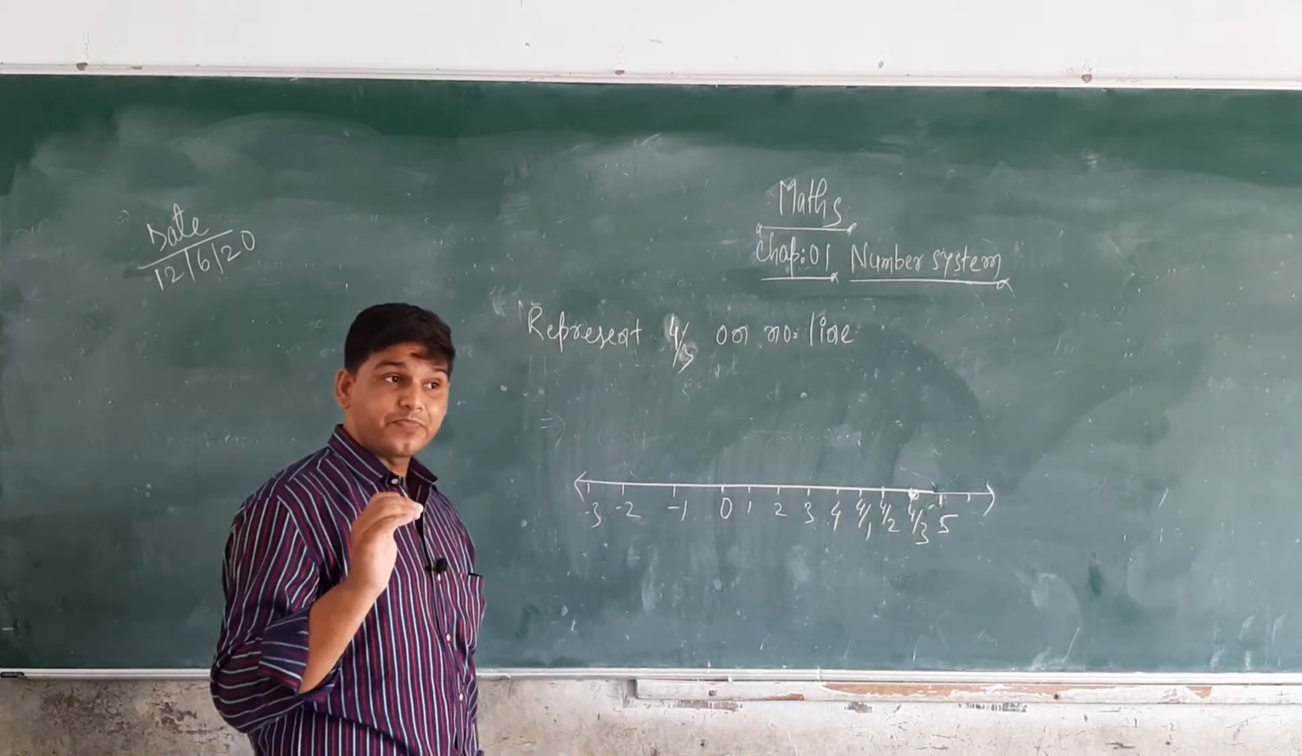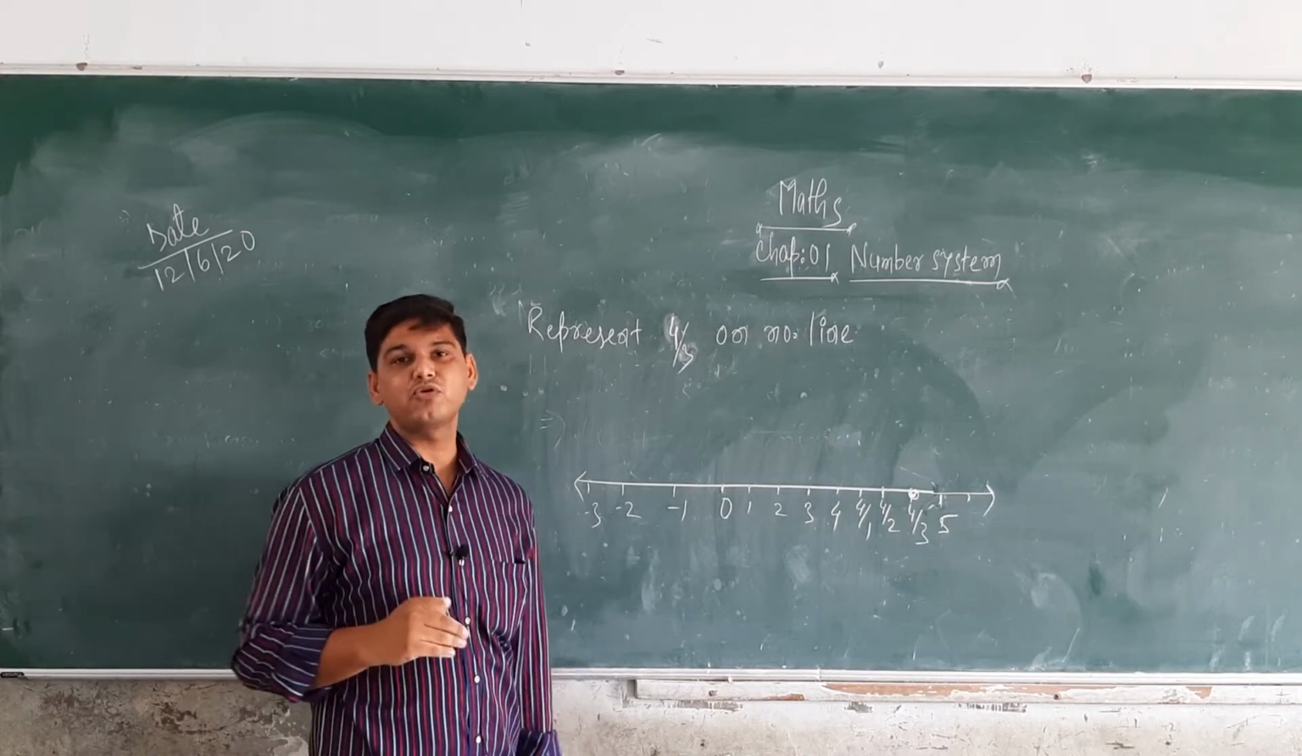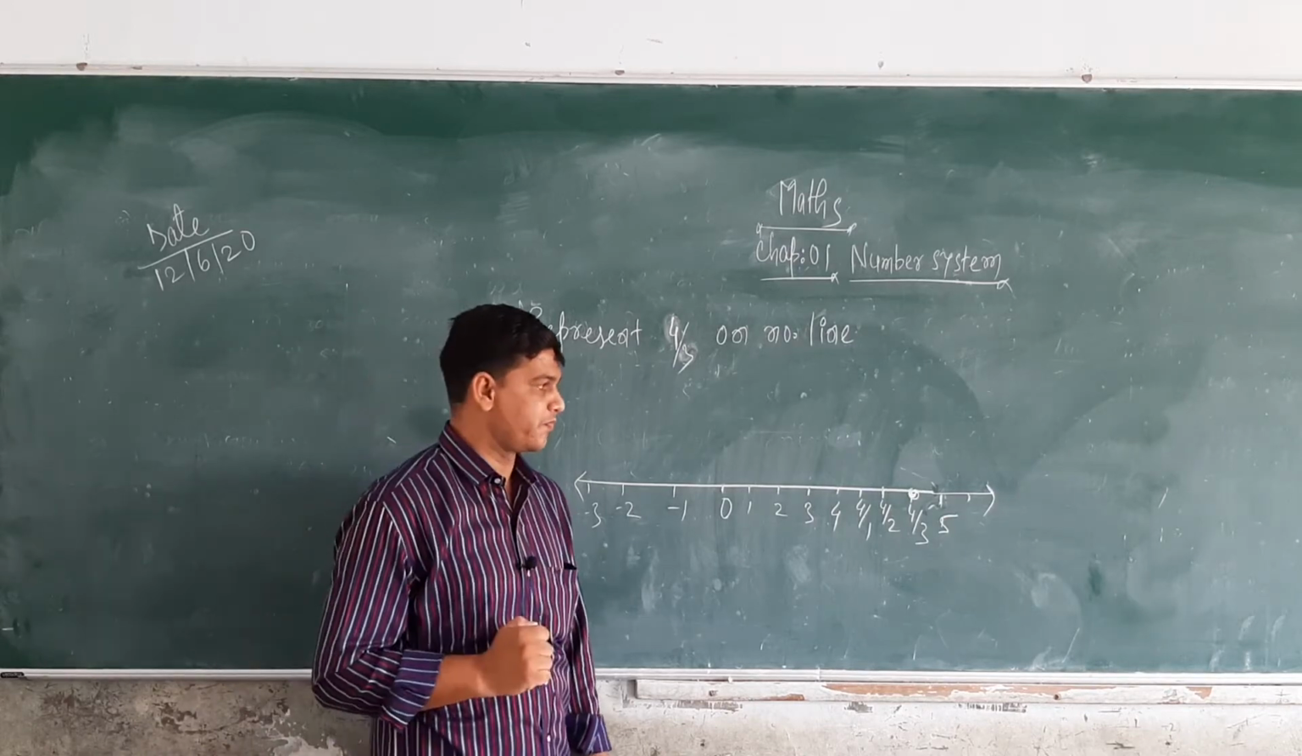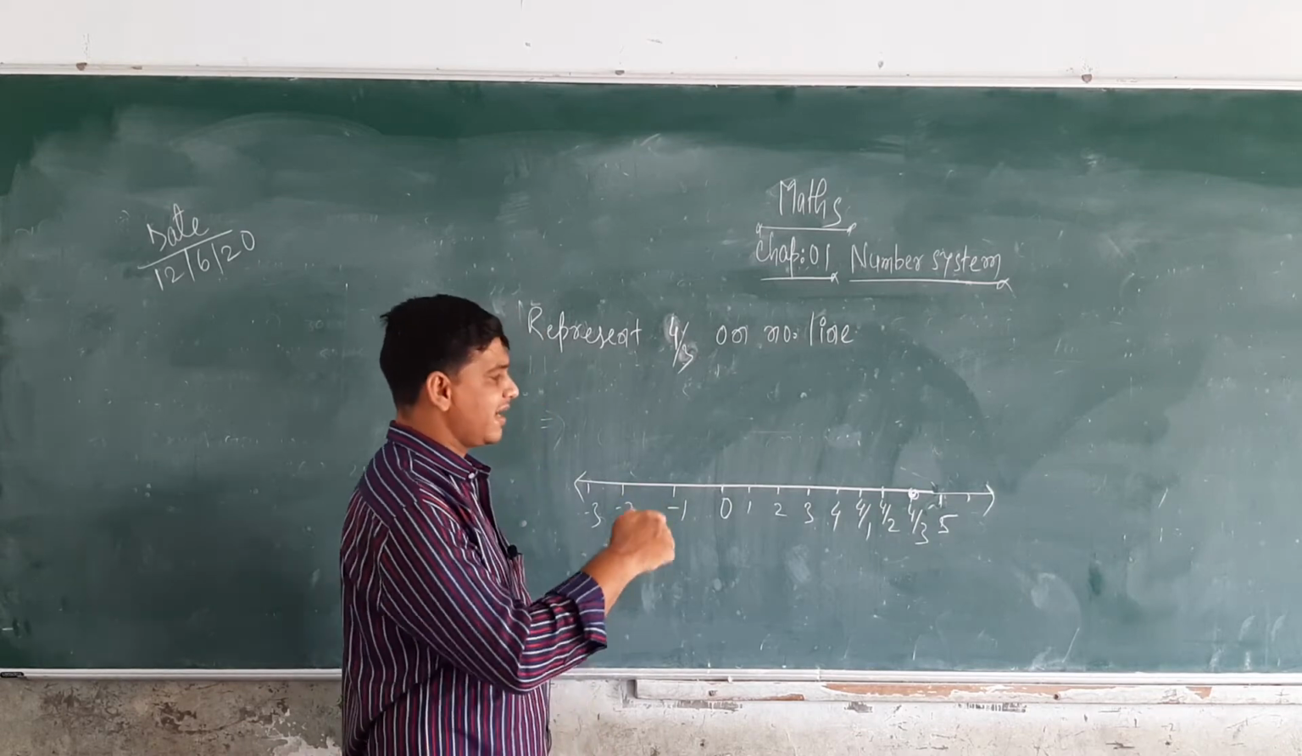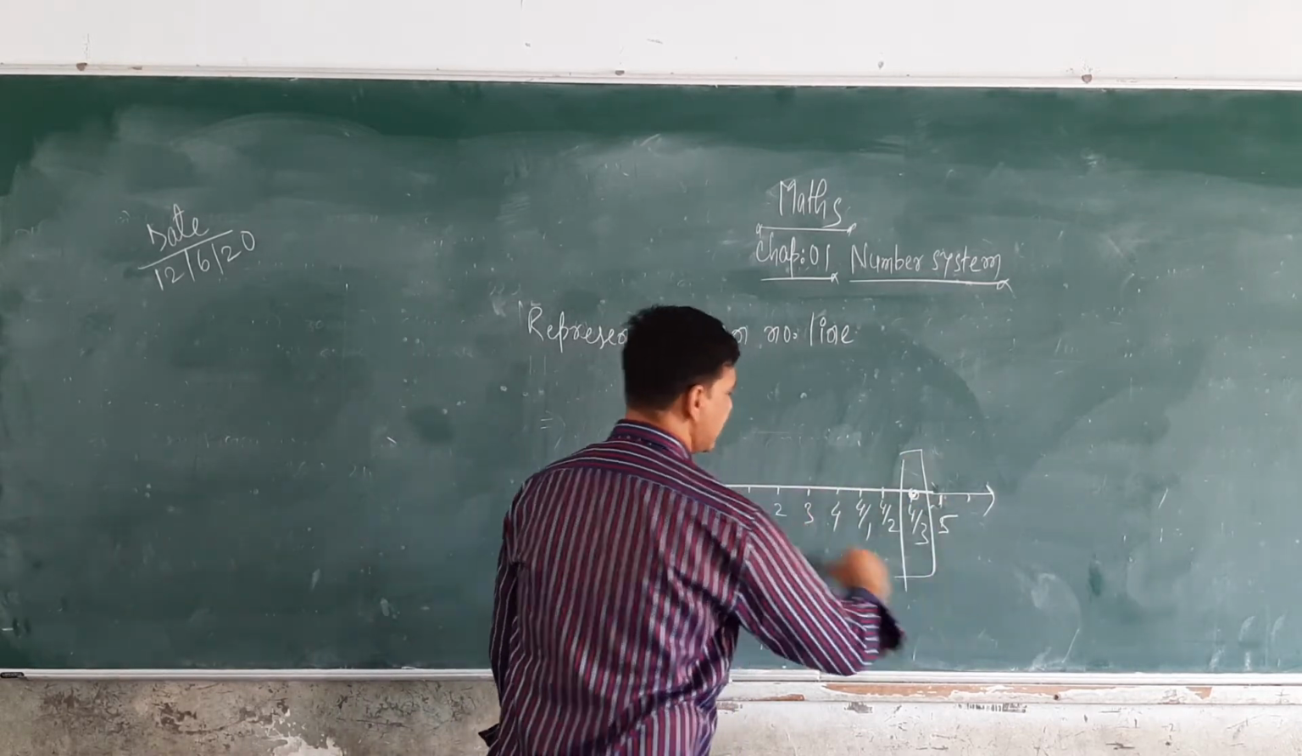But if there is a square root value, how can we represent it? Like square root 2. We'll take another example. 4 by 3 can be easily represented on the number line.